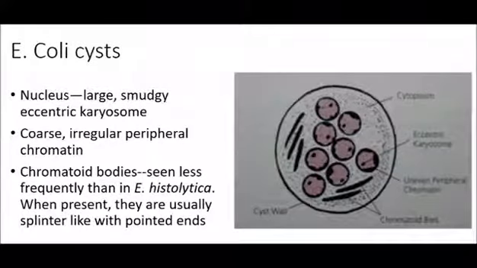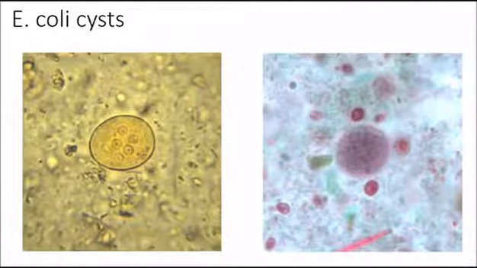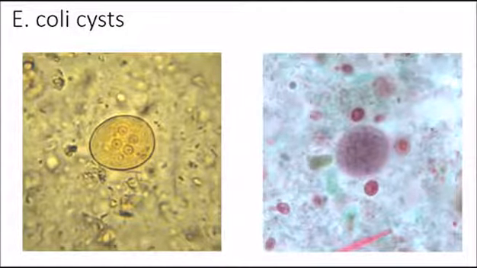Looking at the more internal structures of the nucleus, you typically have a large, smudgy, eccentric karyosome with a coarse, irregular peripheral chromatin. If chromatoid bodies are seen, they are going to appear splinter-like with pointed ends. Now, the chromatoid bodies are seen less frequently than in E. histolytica. Now, in these photographs, we can see the cyst stage of Entamoeba coli, and you can see that there's more than 4 nuclei in each one of these photographs.